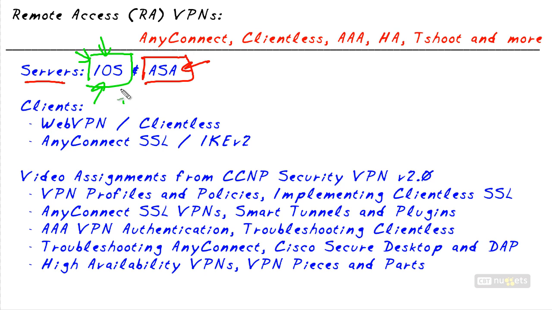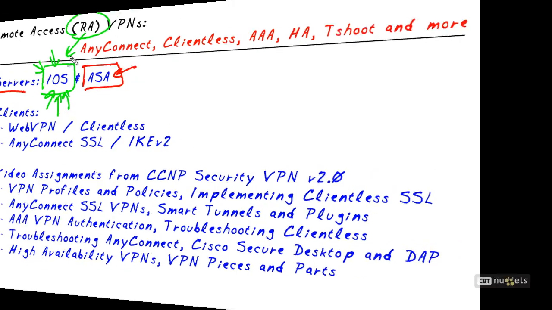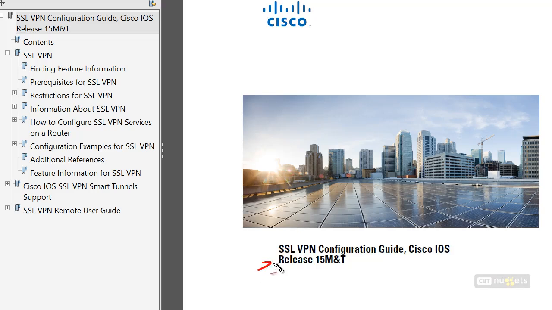I wanted to share with you a document that has some great resources for IOS-based VPNs as far as their design, implementation, and troubleshooting. Because it'll be a huge value to you if you're currently working with or using an IOS router as the head-end device to support remote access VPN clients. So here's the document. It's called the SSL VPN Configuration Guide, Cisco IOS Release 15M and T.